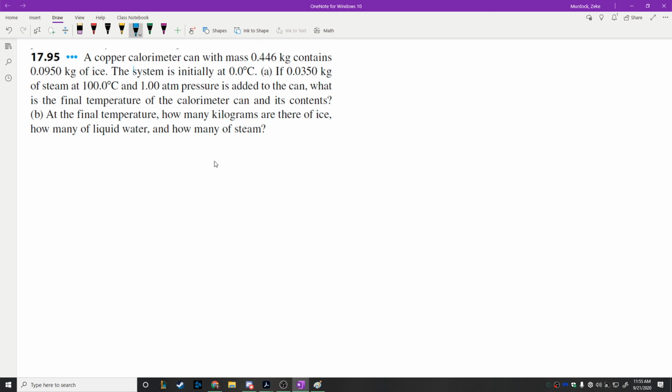Oh, and copper, I guess. So we got 3 things now. Copper, ice, and here, can I change the color of that? So you got copper, ice, and then steam is added. So is it covered? It has to be covered, right? It doesn't really say. Well, we're just going to assume that it's covered and that we've pumped in steam.